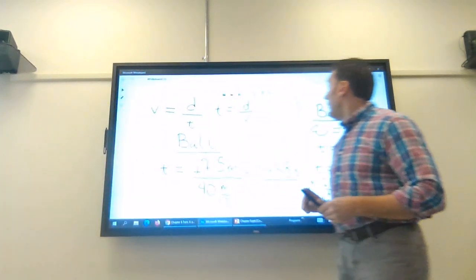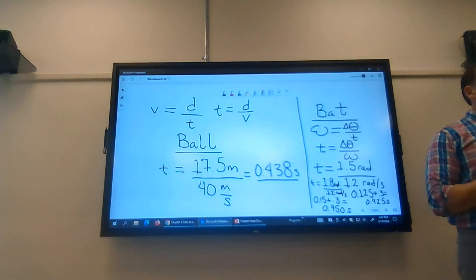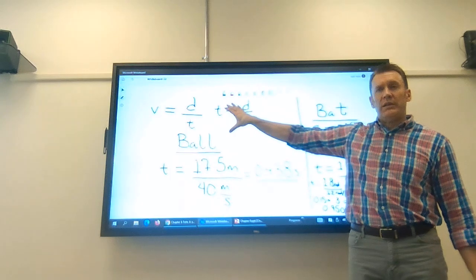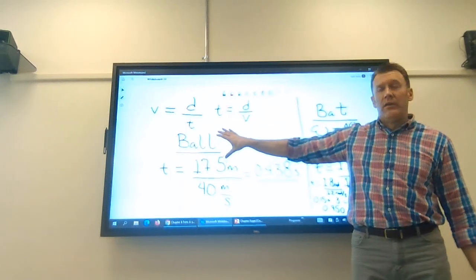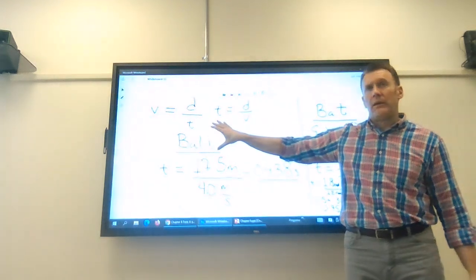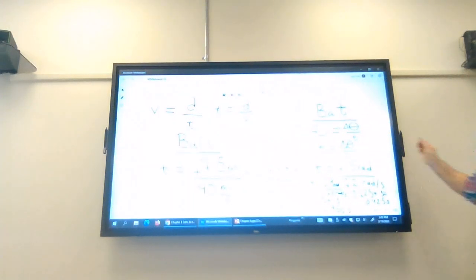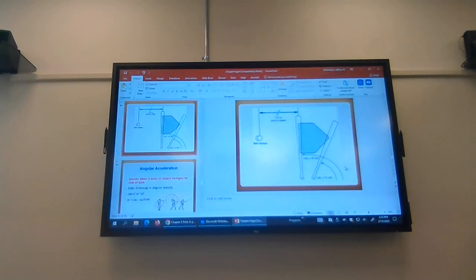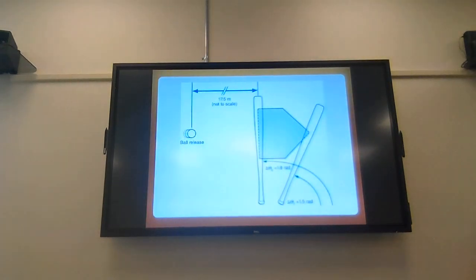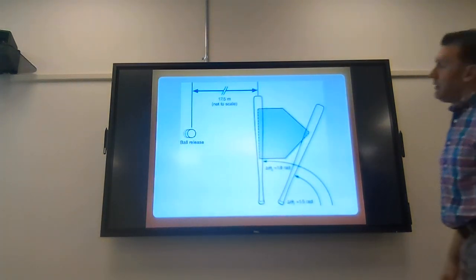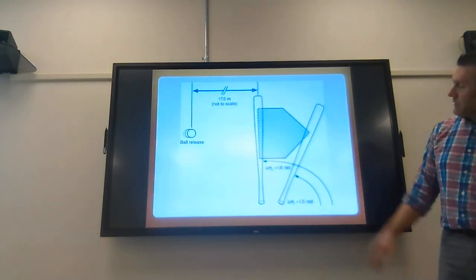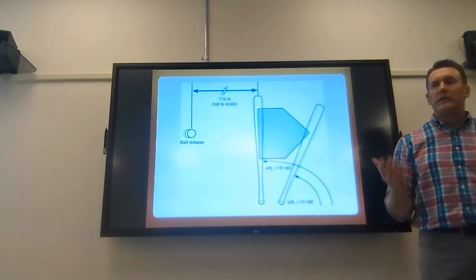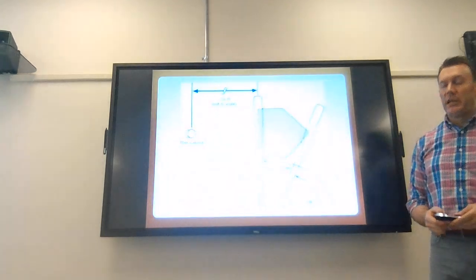So does everybody understand how swinging the bat, we have to look at that from an angular standpoint, whereas a ball that's pitched is going to be a linear type of motion? Okay. So this is kind of a nice little drawing to show the ball and the bat, the back of the plate versus the front of the plate. You're just trying to get those times to line up to make contact.